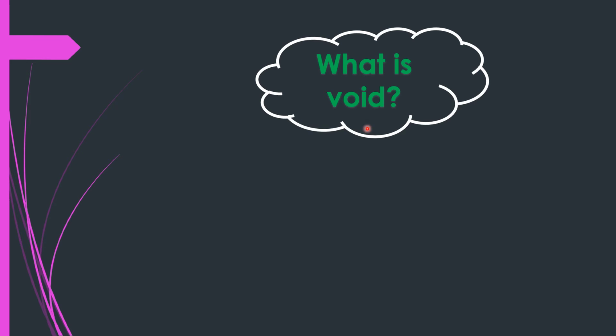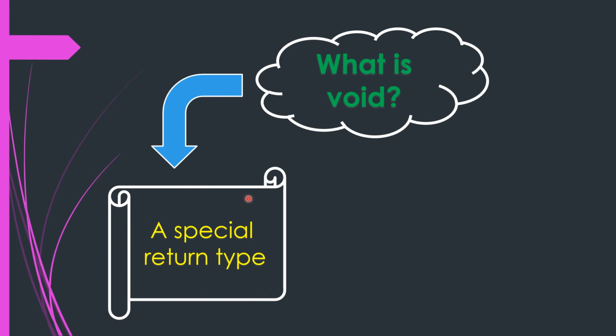First of all, let us find the answer to the question: what is void? Basically, void is a special return type. What does return type mean? Basically, return type defines the data type of the value that we will get in return after the execution of a method. Let me explain what I just told.